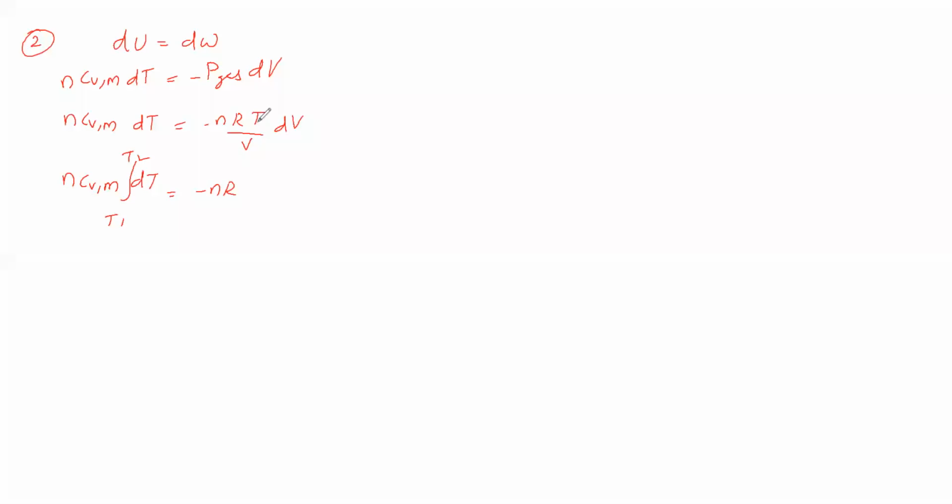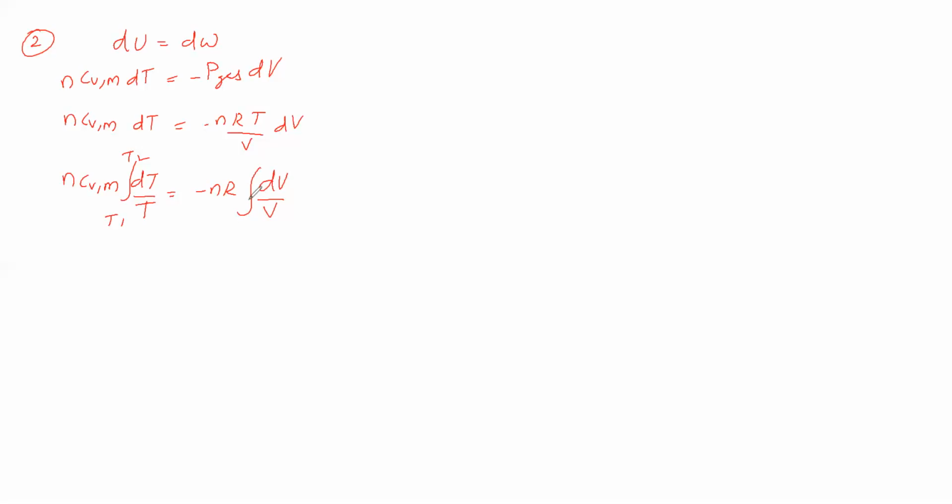For the second step, what is the temperature? Initial temperature is T1, final temperature is T2, isn't it? Okay, that's why we have written T1 to T2. This T we will bring to this side, because the temperature is changing. So here minus nR only will be there, and dV by V will be there.